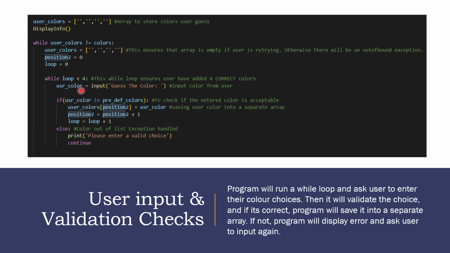It will check if the entered user color is present in the predefined list of colors that we have in our program, the 5 colors, and if it's true, the program will simply add the currently entered user color into the user colors array. And if this condition is false, or if the user has entered an invalid color, it will simply display an error and continue back towards the while loop, ignoring all the rest of the code.